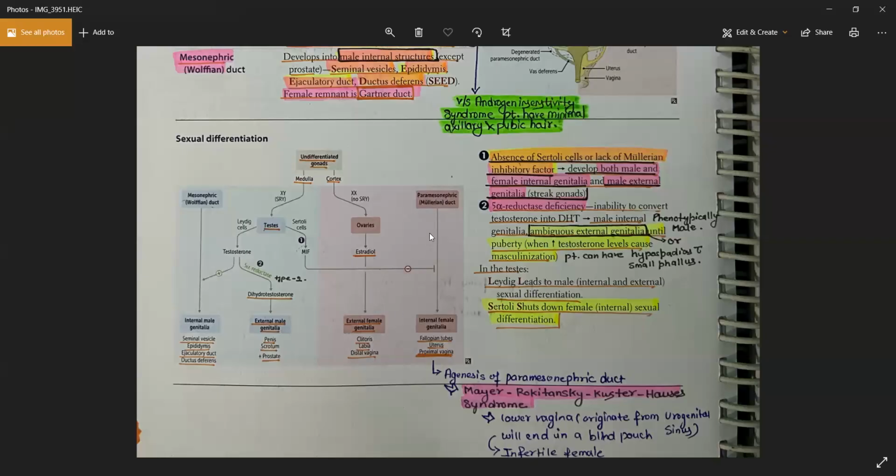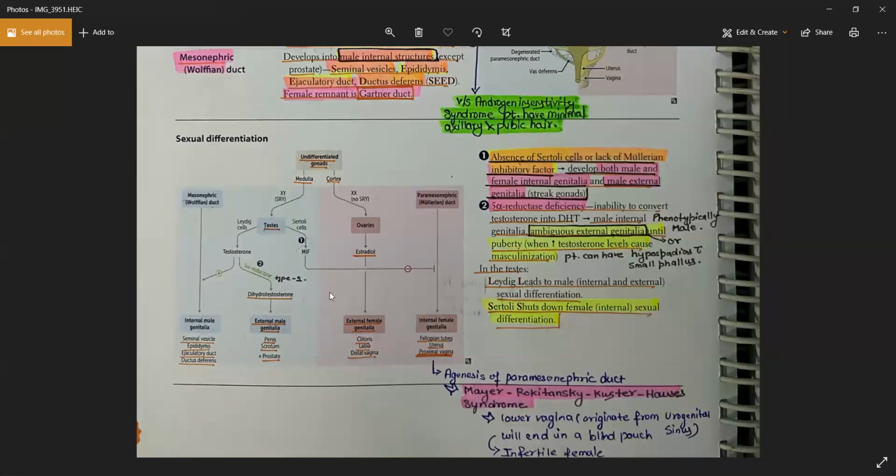So, like I told you, if you have agenesis of the Mullerian duct, you won't have any internal genitalia, but you will have normal external genitalia, right? The clitoris will be there, labia will be there, and the distal vagina is already present. It's only that it is not connecting to any of the internal structures.